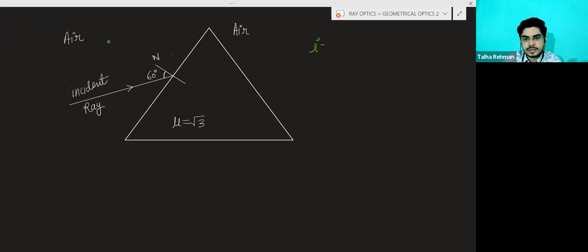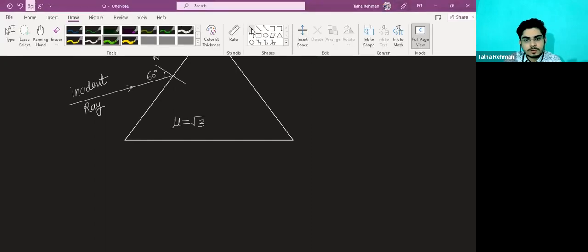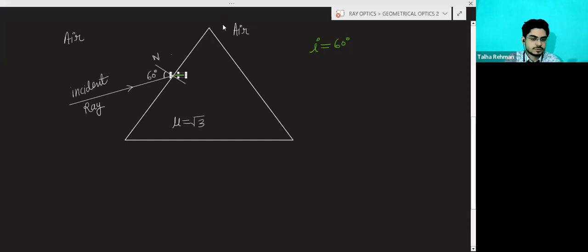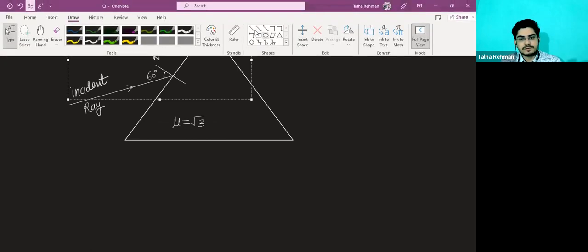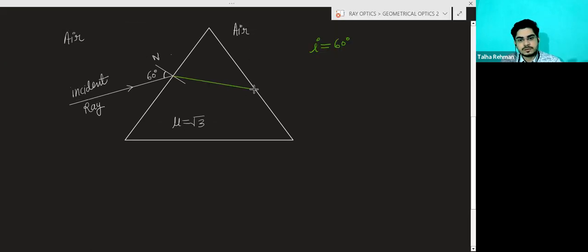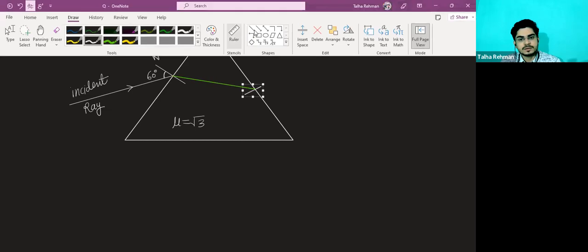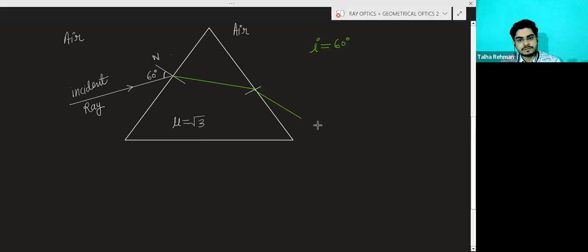So angle of incidence is given, that is equal to 60 degrees, and the refractive index is given. We have to find the angle of emergence. For this, we have to draw the ray diagram first. From this surface, the refraction will take place, so light will bend towards the normal, like this. And from here, again we will draw one normal, and from here the light will bend away from the normal.